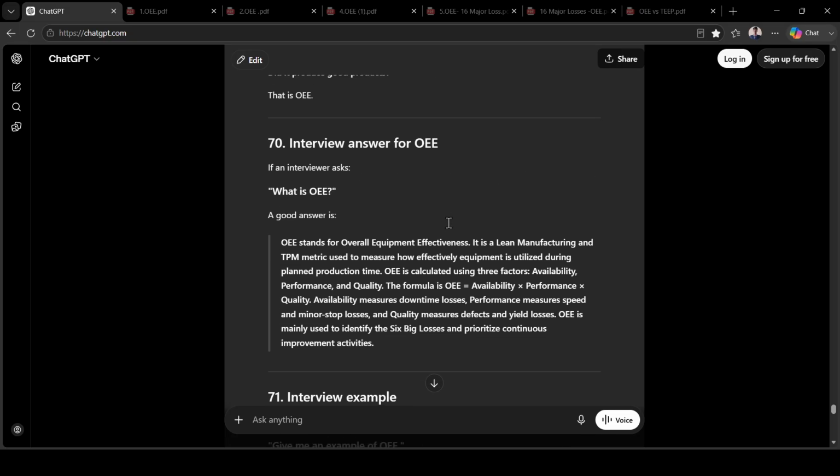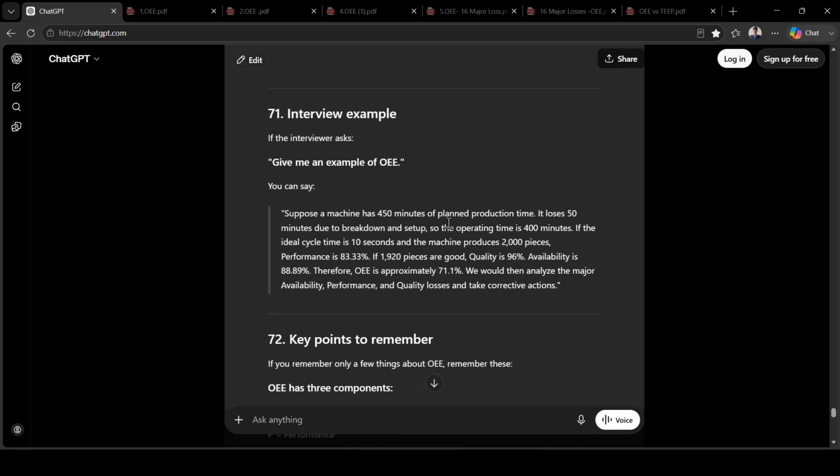One more interview question: give me an example of OE. You can say, suppose a machine has 450 minutes of planned production time. It loses 50 minutes due to breakdown and setup, so the operating time is 400 minutes. If the ideal cycle time is 10 seconds and the machine produces 2000 pieces, performance is 83.33%. If 1920 parts are good, the quality is 96%. Availability is 88.89%. Therefore, OE is approximately 71.1%.